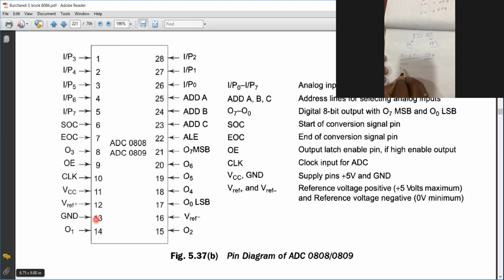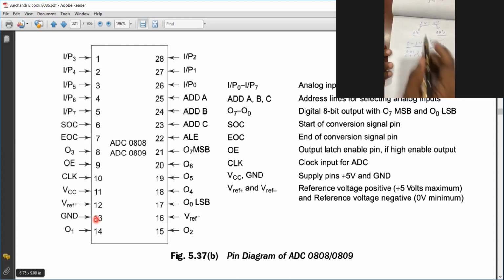It cannot access 0.01 or 0.015, then the output will be the same, because it only has about 50 changes per volt, not more than that. If you require more than that, say within this 1 volt you need 100 changes, you cannot get it.